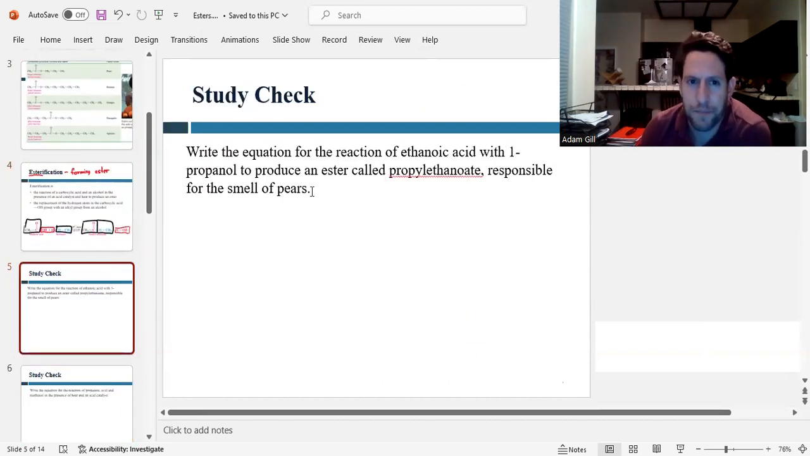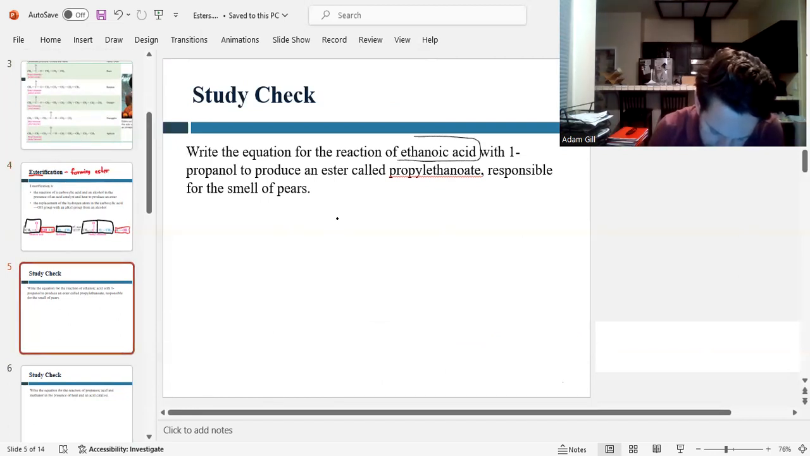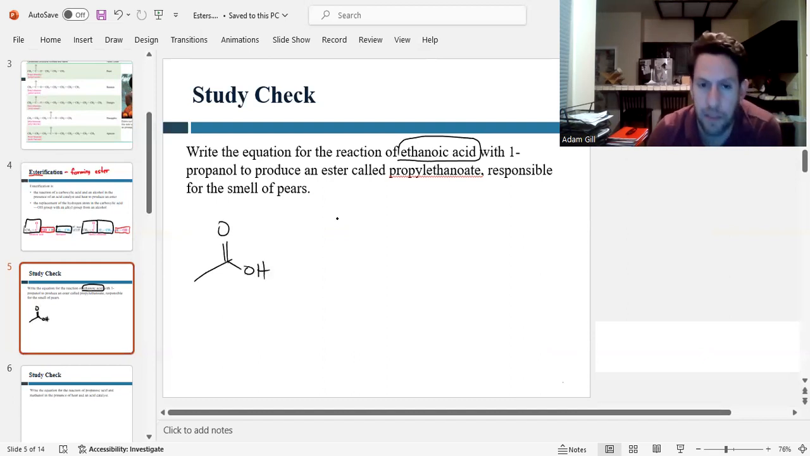Let's do a quick study check. Write the equation for the reaction of ethanoic acid with 1-propanol to produce an ester called propyl ethanoate, responsible for the smell of pears. So let's break this down. We're reacting ethanoic acid. Let's draw that. Eth means 2 carbons. So 1, 2, and it's an acid. So there's ethanoic acid. And we're reacting it with 1-propanol. So propanol is an alcohol. Prop means 3. So 1, 2, 3 carbons.